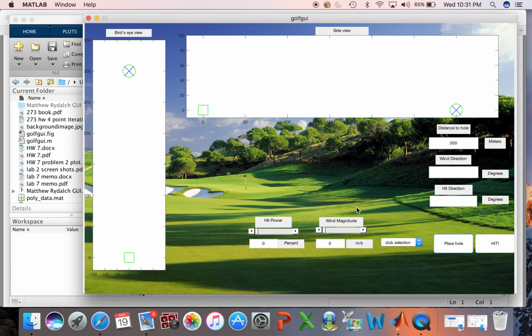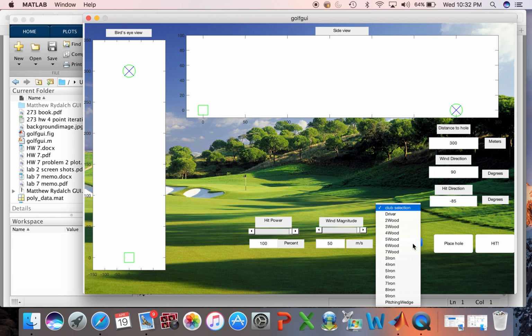And specifications we're going to use are going to be a wind direction from the west, which would be a 90-degree angle, a hit direction of 85 degrees into the wind. So the wind's coming from the west, we want to go into the wind, which will be a negative 85-degree angle. Our hit power is going to be 100%, and our wind magnitude is going to be at 50 meters per second.